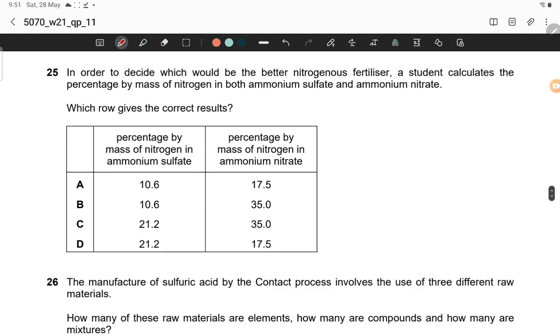In order to decide which would be the better nitrogenous fertilizer, a student calculates the percentage by mass of nitrogen in both ammonium sulfate and ammonium nitrate. Which row gives the correct results? Percentage by mass of nitrogen in ammonium sulfate is 10.6, percentage by mass of nitrogen in ammonium nitrate is 17.5. Which row gives the best result?